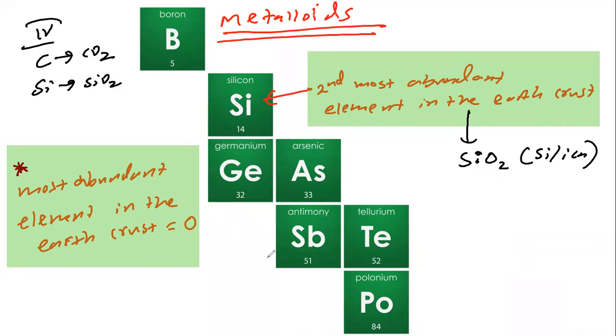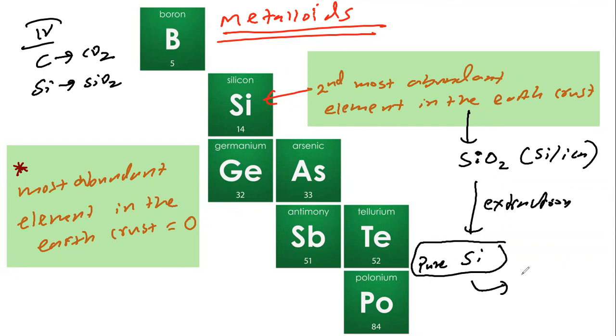And silicon is extracted. Pure silicon is extracted from what? Silicon dioxide. That extracted silicon is used to make what? Solar cells, electronic items, solar panels. So therefore, now you can understand, to make solar panels, solar cells, electronic accessories, we need the element silicon.